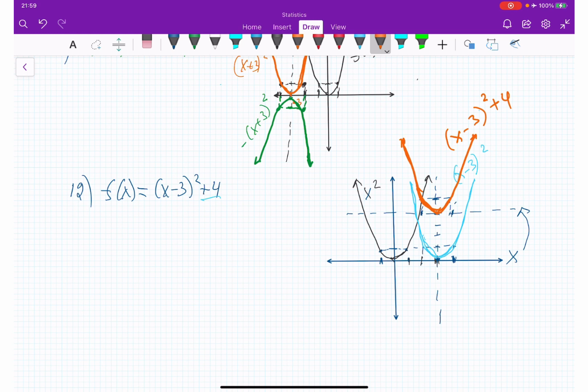This point here is called the vertex. What is going to be the coordinate of this point? So x is what? 4? I mean, x is what? 3? And y is how much? 4. So the vertex is going to be the opposite sign of x and the direct sign of y. So 3 and 4.